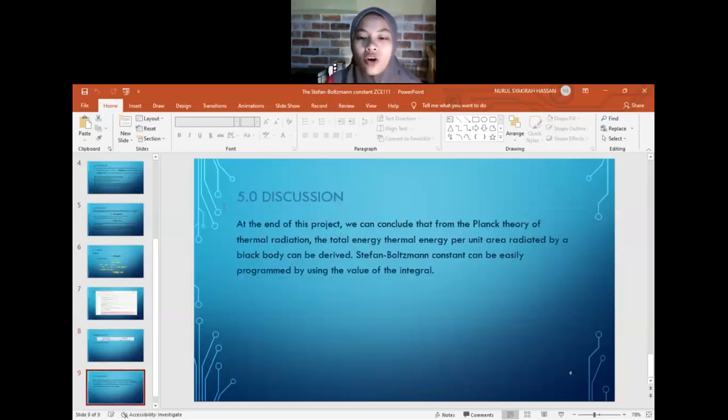Lastly, we need to know the discussion or the conclusion of this project. At the end of this project, we can conclude that from Planck's theory of thermal radiation, the total thermal energy per unit area radiated by a black body can be derived. And then the Stefan-Boltzmann constant can be easily programmed by using the value of the integral. So I think that's all from me.